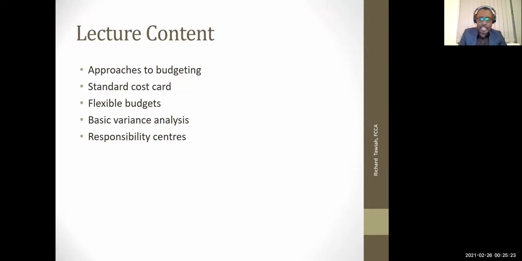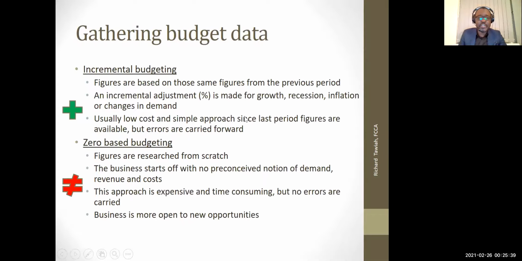So like the name sounds. So we'll be looking at approaches to budgeting, the standard cost card, flexible budgets, and then some basic variance analysis, nothing too complicated or technical. And then we also look at the responsibility centers, the cost centers, revenue centers, investment centers.